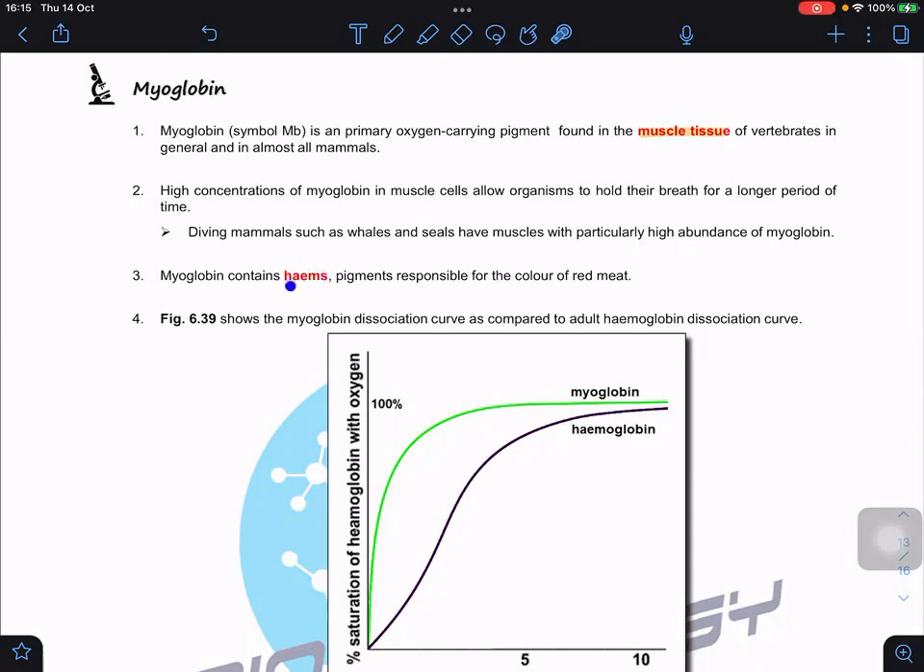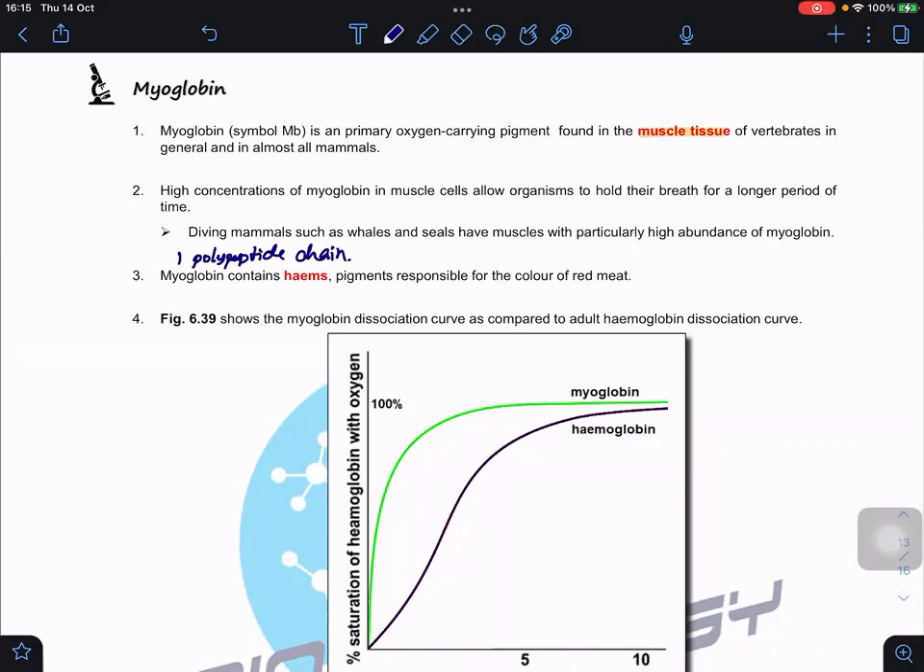Myoglobin contains the heme group, not hemoglobin. Myoglobin contains the heme groups, which are pigments responsible for the color of red meat. Myoglobin consists of only one polypeptide chain, which means that myoglobin only goes up to tertiary structure, not quaternary.